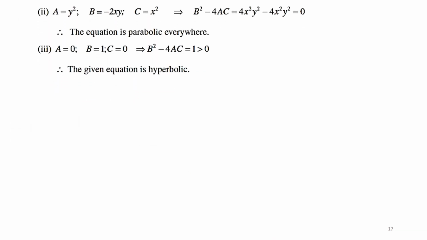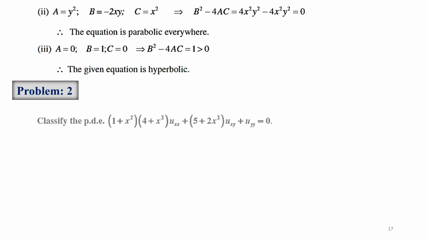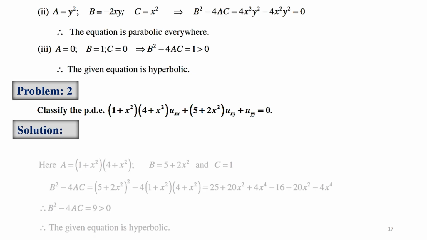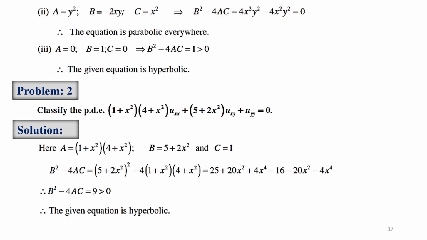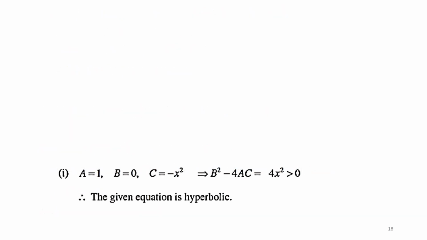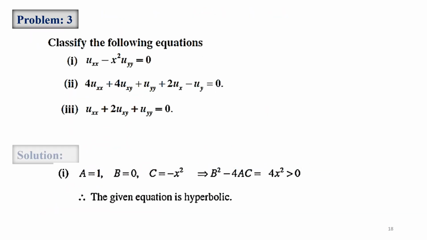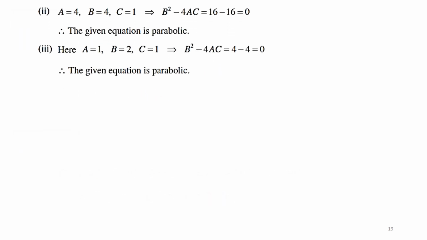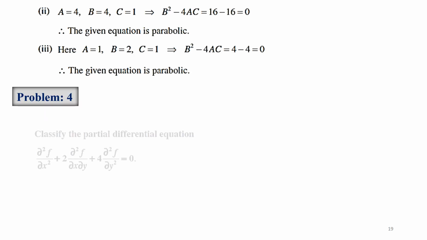Next, from the second one, you could find the values of a, b, c. Substitute them, it would become 0, so it is a parabolic equation. And if it is greater than 0, it becomes a hyperbolic equation. And we have to classify the PDE. From this you could write a, b, c, substitute and solve, and you will get a hyperbolic equation. Second one, a value is 4, b value is 4, c value is 1, b square minus 4ac is 0, parabolic equation. Another one is also a parabolic equation.